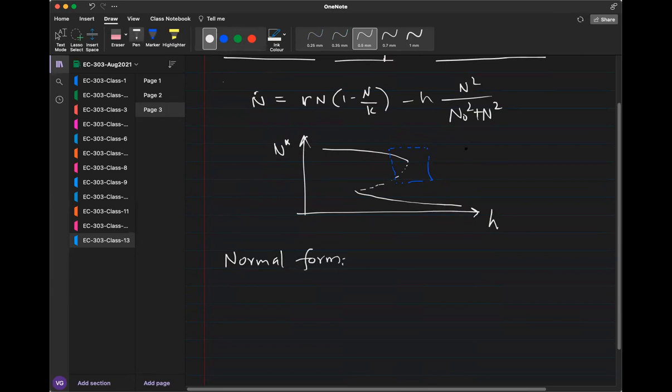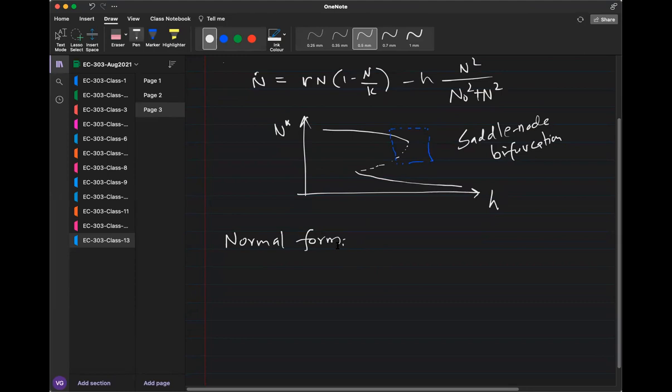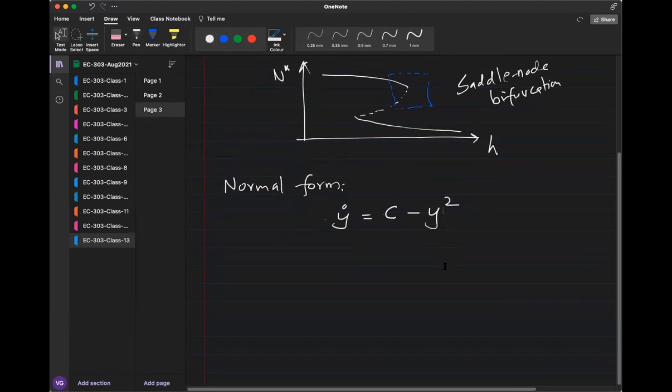So this bifurcation is called a saddle node bifurcation. So what I'm now going to describe is something called a normal form for the saddle node bifurcation. Okay, so that's given by this simple equation, let's call it y dot is equal to c minus y square. Is that right? I think yes. Okay.